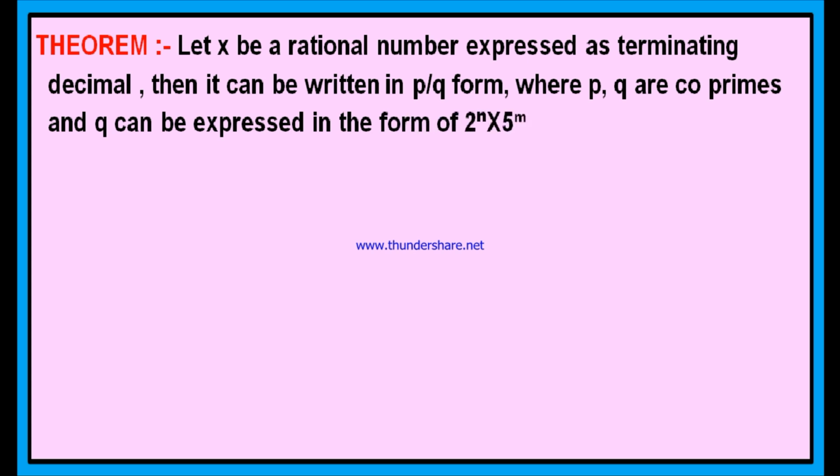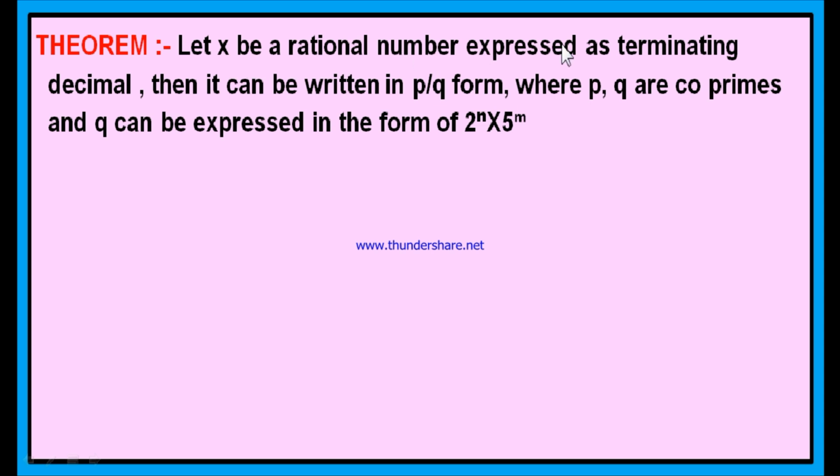I shall repeat. Let x be a rational number expressed as a terminating decimal, then it can be written in the form of p by q, where p, q are co-primes and q can be expressed in the form of 2 power n into 5 power m. I shall try to explain this. You may please listen carefully, dear students.